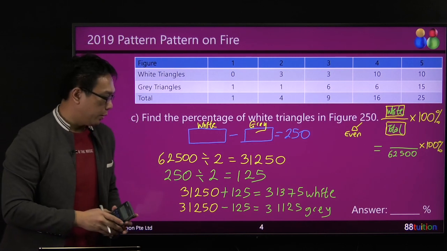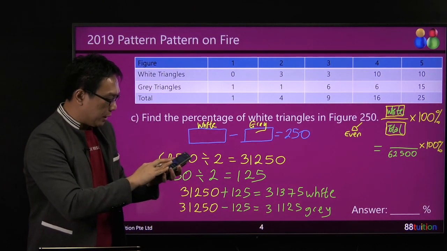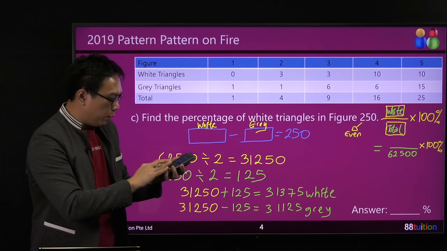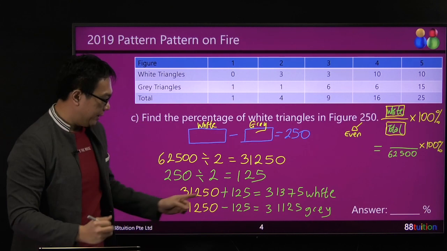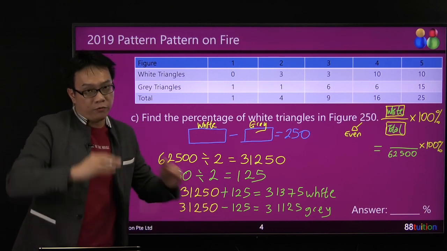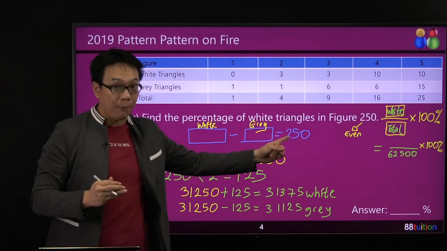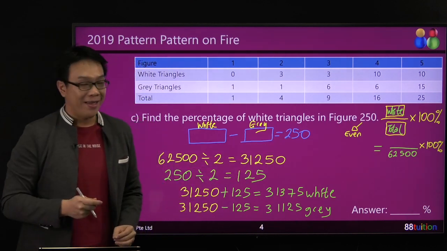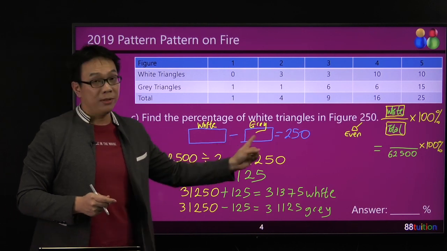Check in between. What is the gap? You take 31,375 minus away 31,125. Answer? 250. There's a gap of 250. Here you plus 125, here you minus 125. You're actually stretching the gap. Is that what you want? You want a gap of 250, right? Yes, correct. And remember, the bigger number must be the white minus the smaller number, the grey.